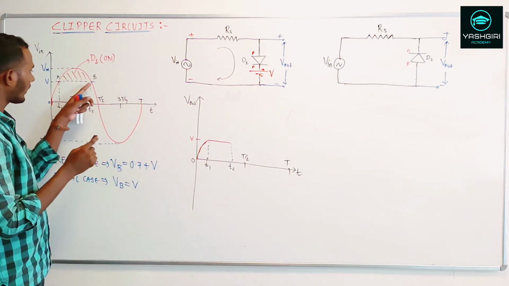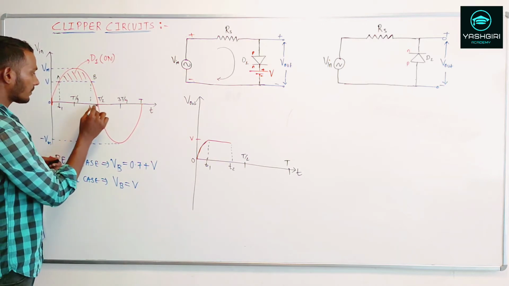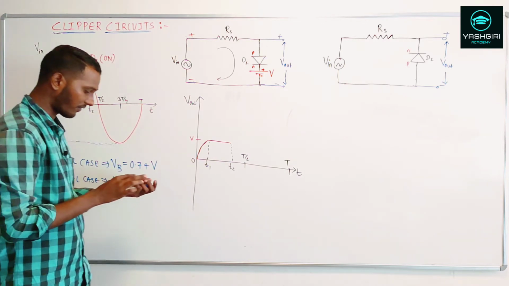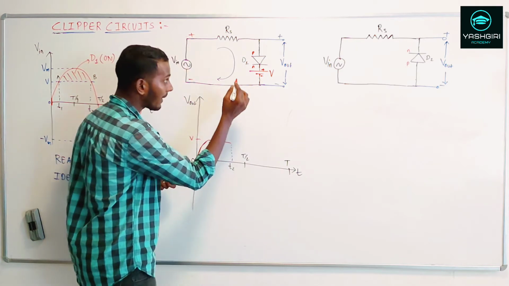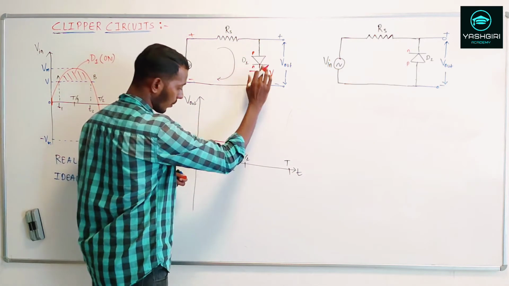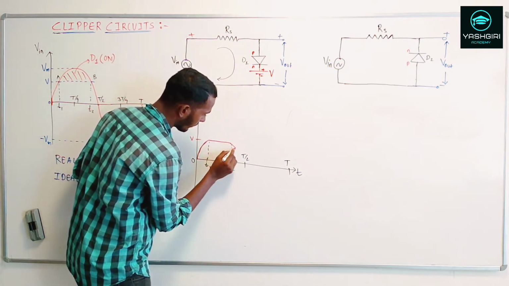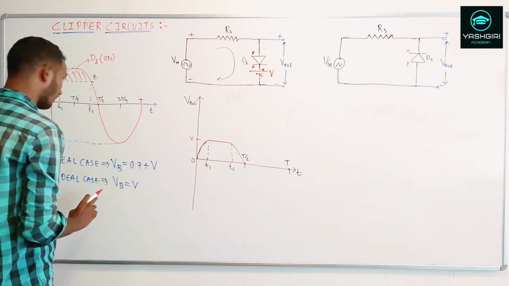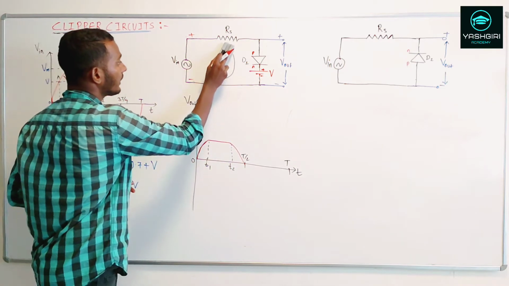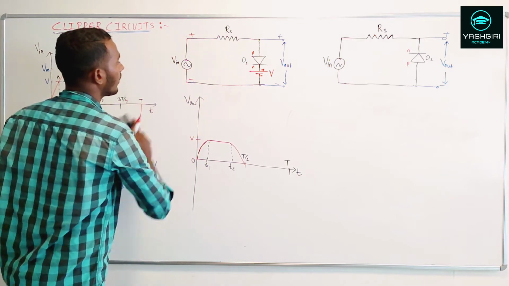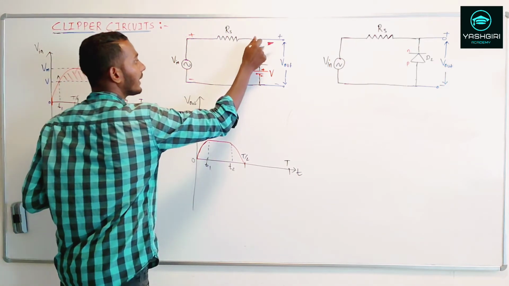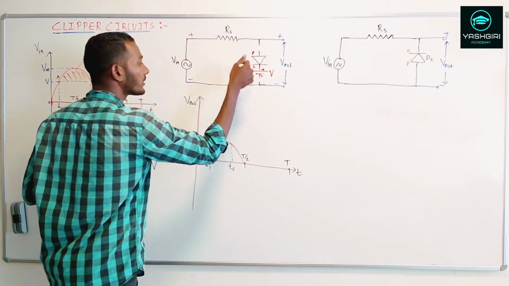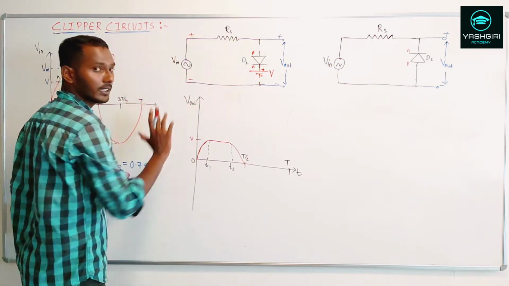After point B, till T by 2, the diode again goes back into open circuit, so the output follows the input. For this section there will not be any current flowing, because diode D1 is again in open circuit mode. So the output follows the input.